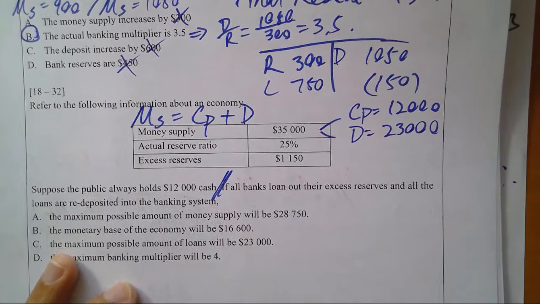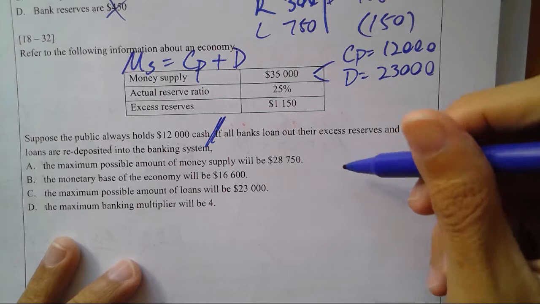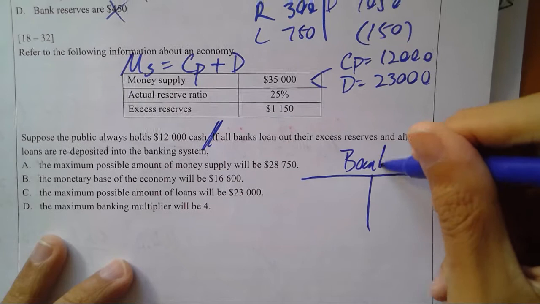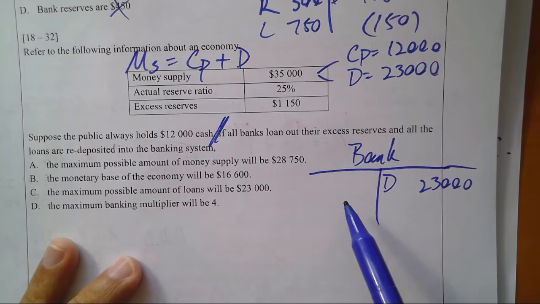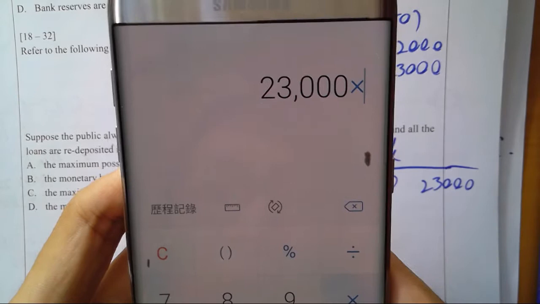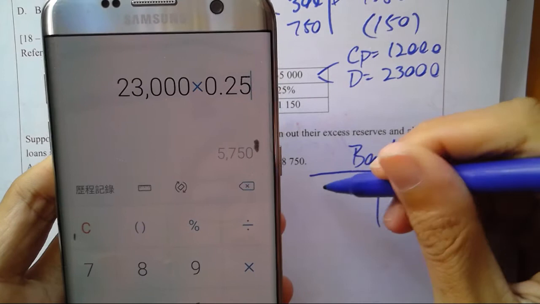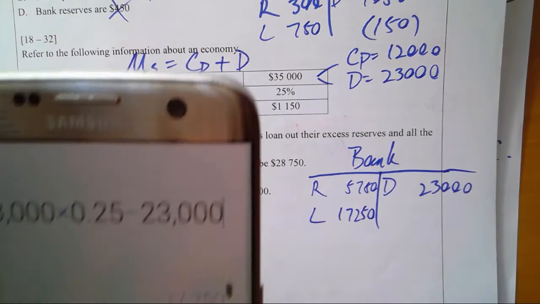We now know it is like this. Okay, now, don't look at the last sentence. Let's establish the original balance sheet first. Okay, come on. Banks originally have deposit 23000, actual reserve ratio 25%. So, 25% is how much? Cheating time. Let's do some cheating time. Okay? 23000 times 0.25 is 5750. Reserve. Okay? Loan? 17250.